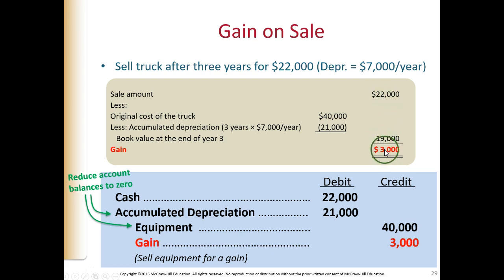22 minus 19, $3,000. The accounting entry: cash comes in the door, 22, that's the debit. We remove the accumulated depreciation account by debiting it $21,000. We credit equipment, $40,000 original cost, and we record the gain, and gains are always recorded as a credit, for $3,000. Now these two items, like the green print says, are reducing these two accounts to zero. We're selling the asset, so take off the accumulated depreciation, take off the equipment account. So this is the entry when you have a gain.